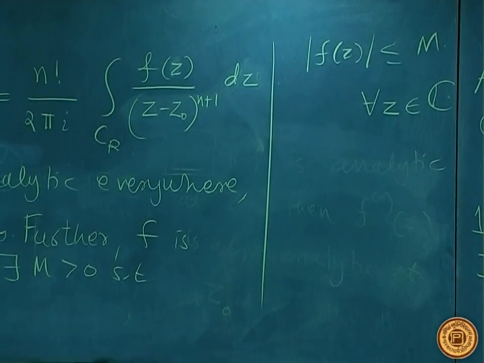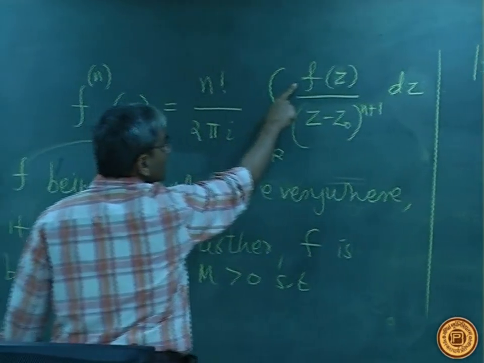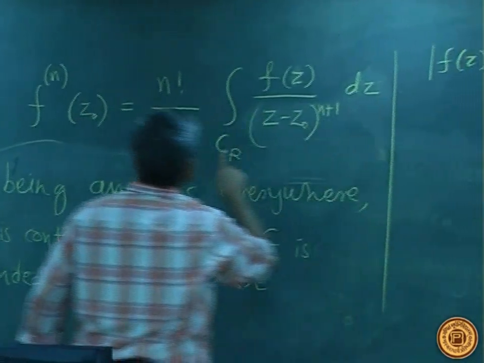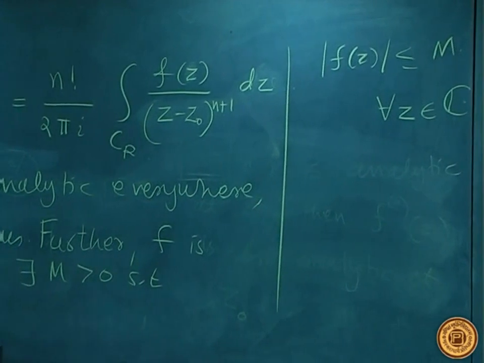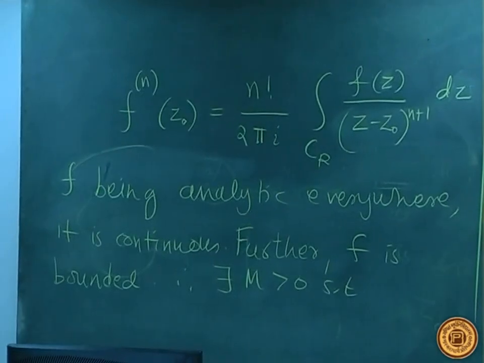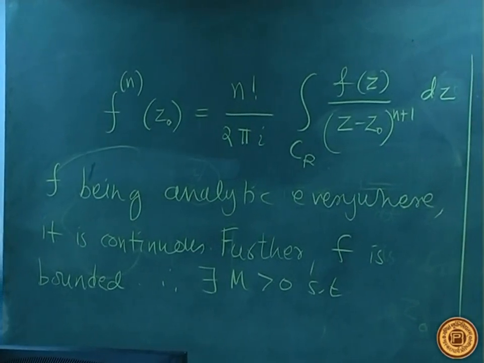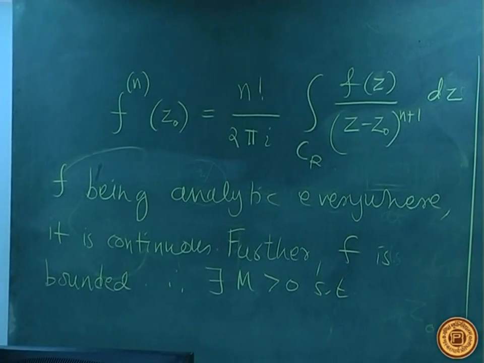Now with this information that the absolute value of this is less than or equal to M, this is a circle with center at z0, which I have drawn there with radius r. Can you find a bound on the nth derivative at z0? How do you find the bound on the nth derivative at z0? The formula is right in front of you. So how will you proceed?